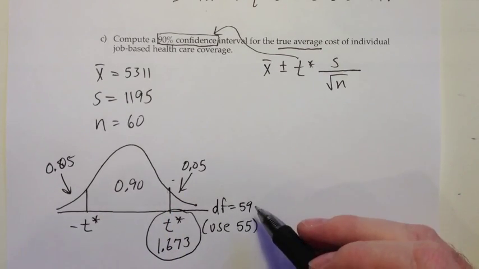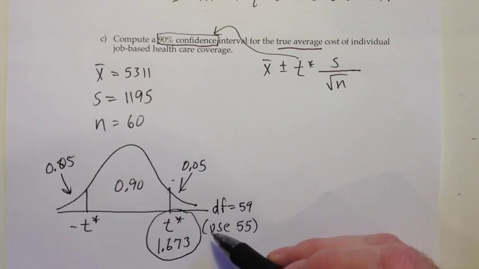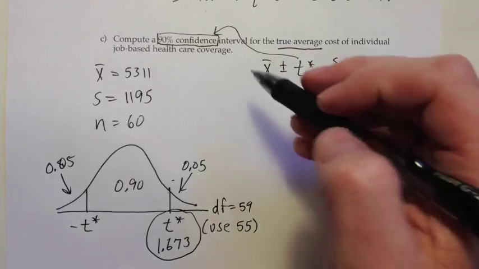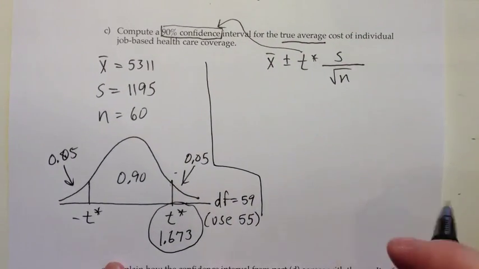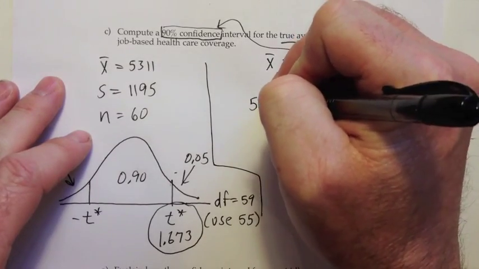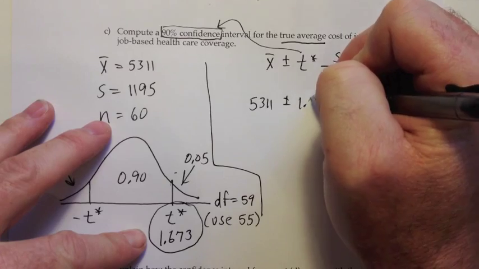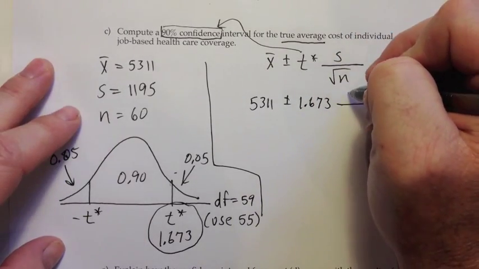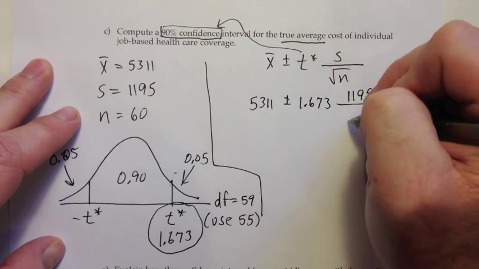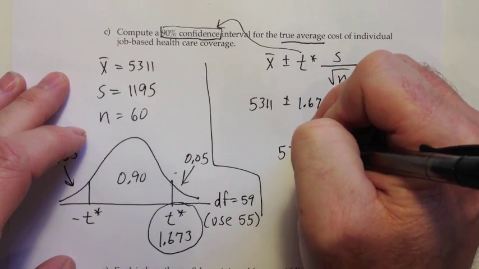If you use the 60, it's not that big of a difference. If you use inverse normal and use 59, it's not that big of a difference. But this is our official policy if we're going to use the table. So let's see, our x bar is 5311 plus or minus the t-star 1.673 times s, which is 1195, divided by the square root of n, which is 60. So we copy that 5311 again.